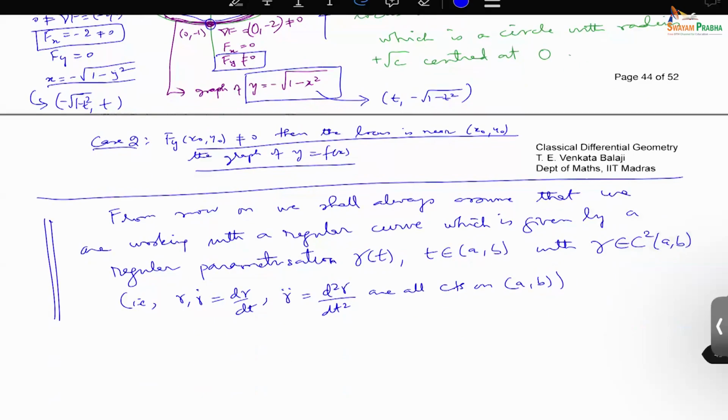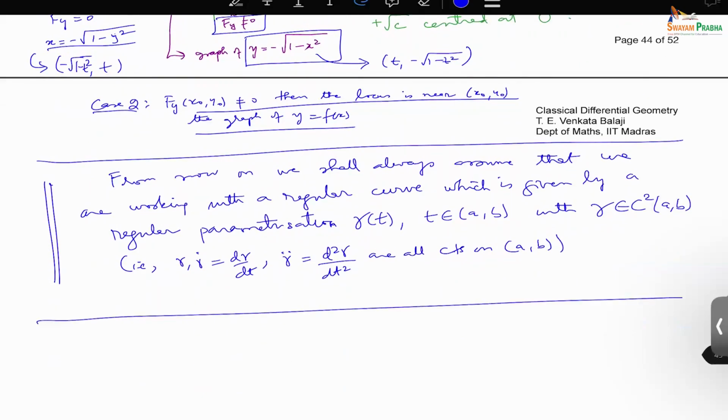All right. So all this effort is just to tell you that when you are trying to compute the curvature of a curve, you make sure that you use a parameterization for which the velocity vector does not vanish.